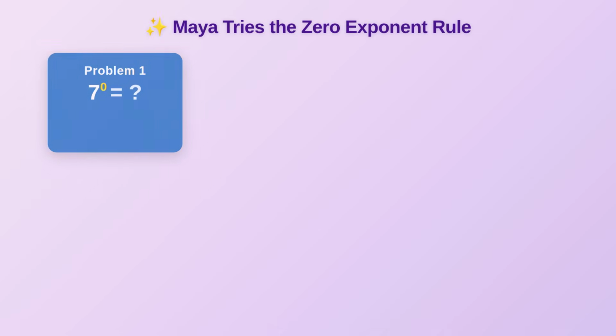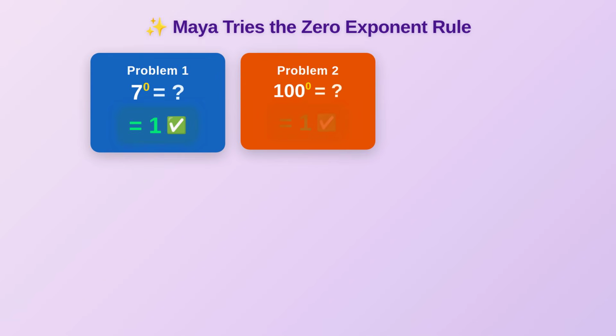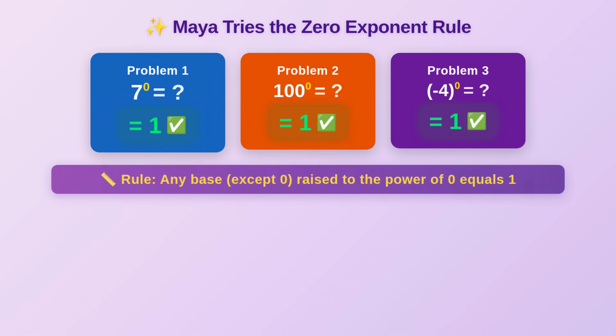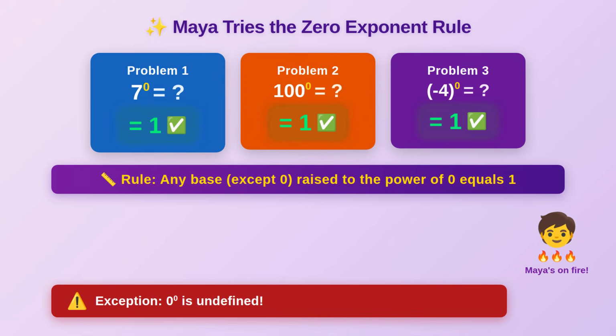Maya's feeling confident now. Let's try a few together. First, what is 7 to the 0 power? Any number to the 0 power is 1, so 7 to the 0 is 1. Next, what about 100 to the 0 power? Still 1. What about -4 to the 0 power? Yes, still 1. As long as the base is not 0 itself, any base raised to the 0 power equals 1. Maya just wrote 3 answers in 10 seconds. She's on fire. Remember, the only exception is 0 to the 0 power, which is undefined.